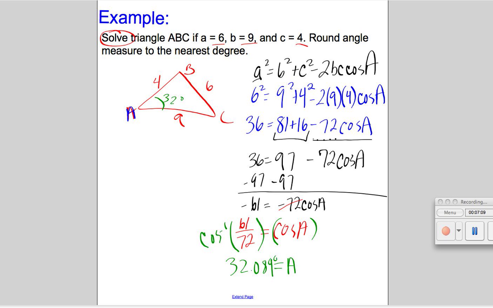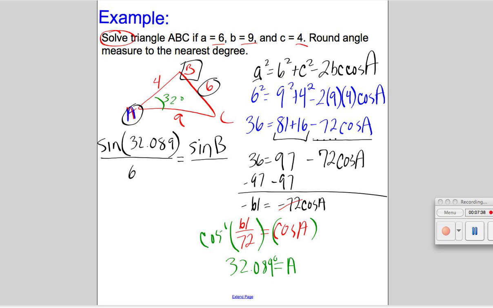But now I have angle A, 32 degrees about. Now what I'm going to do is revert back to a simpler formula, the law of sines, to find the other two angles, or at least one of the other two angles. So by law of sines, I'm going to use this angle on this side, so sine of 32.089, just to be a little bit more exact, over 6 equals the sine of, well, it doesn't matter, B or C, whatever one. So let's just go with B, we'll go in order here. The sine of B over 9.